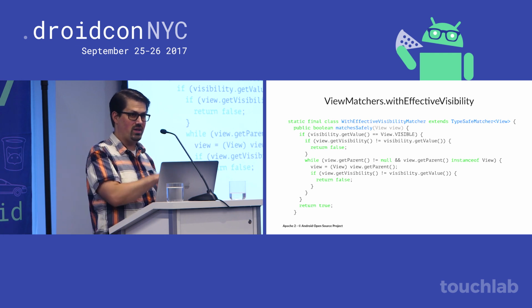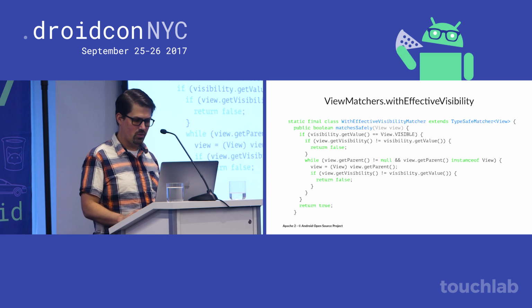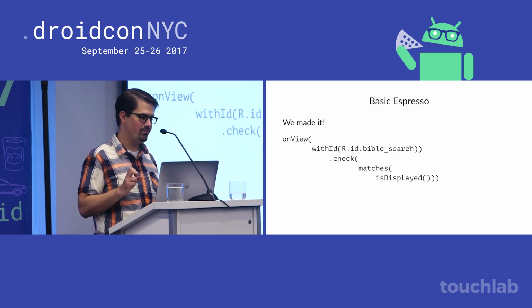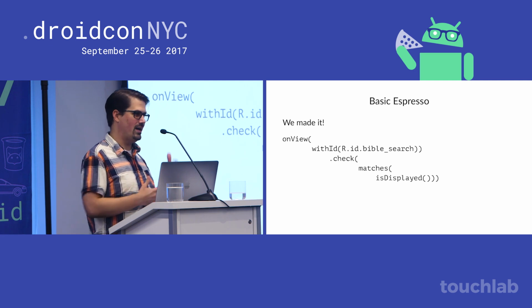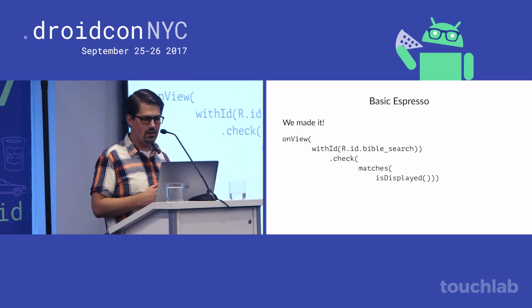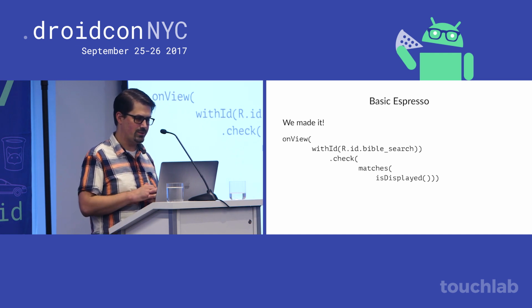So now it's within the bounds of the screen. It's visible. All its parents and grandparents are visible. So we're ready to say, yep, is displayed. So we made it. We dug down deep into the internals of Espresso and back up, and that's how this basic Espresso assertion works.